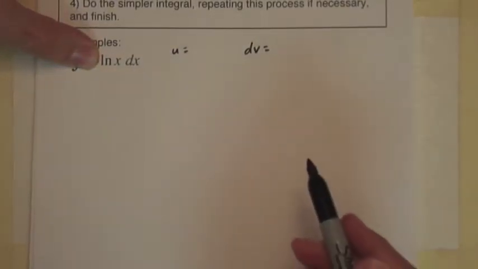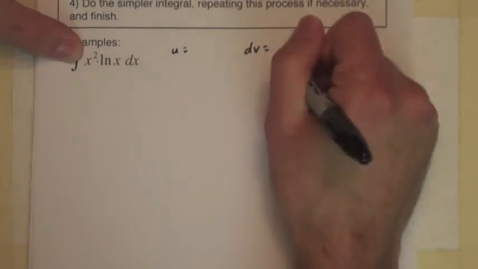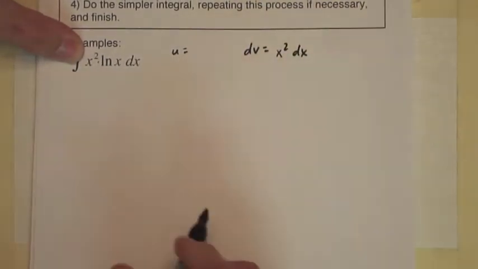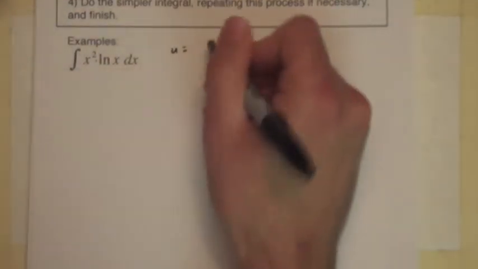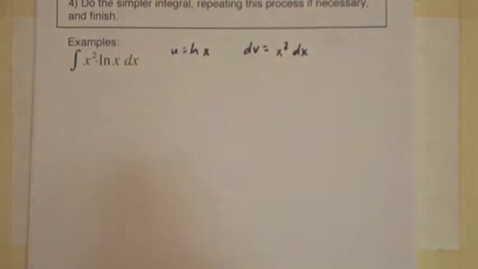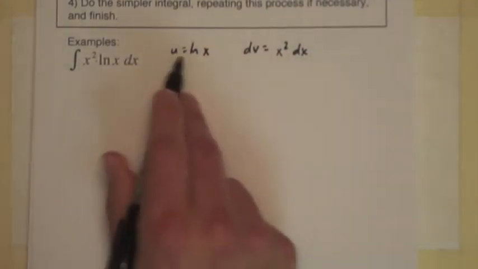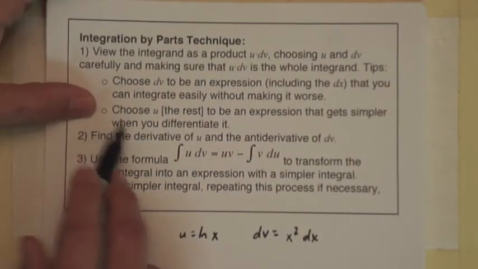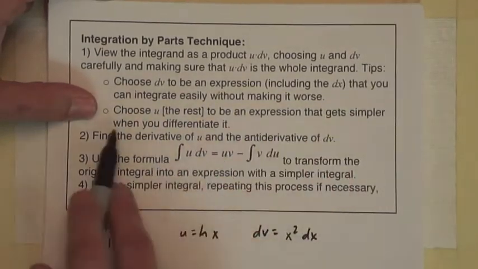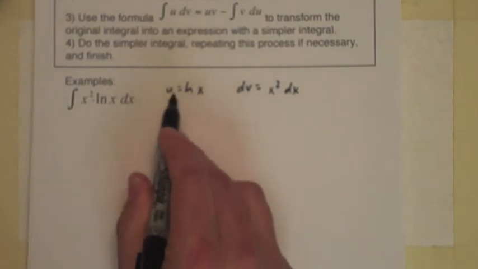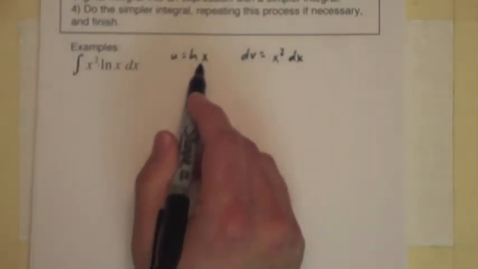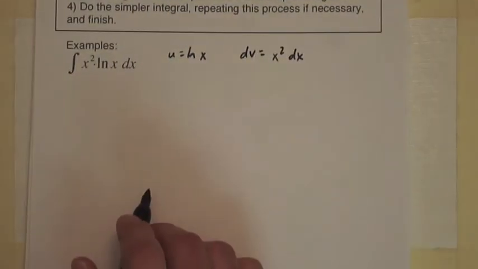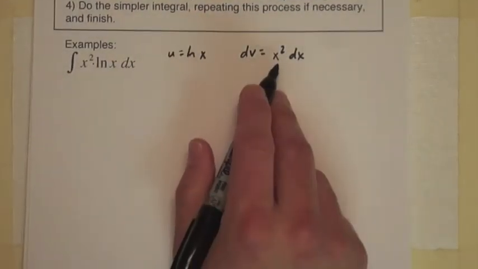A better choice for dv would be x squared dx, the rest of it, forcing u to be natural log x. The other reason this is a good choice is the second tip. u should be something that gets simpler when you differentiate it. And indeed, when you differentiate natural log x, you get 1 over x, which is a much simpler expression than natural log. So this is the correct way to start.